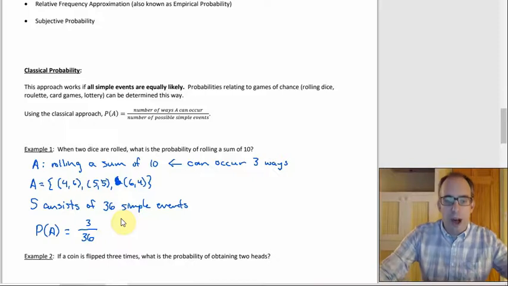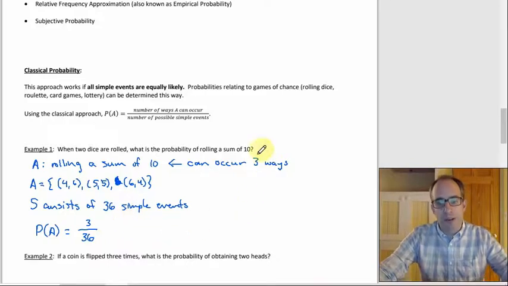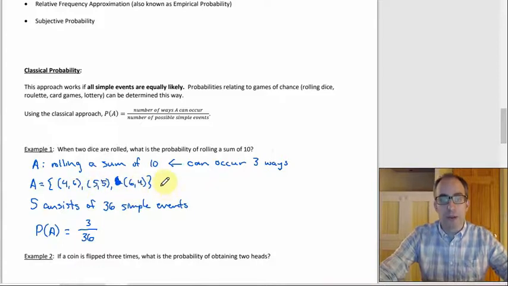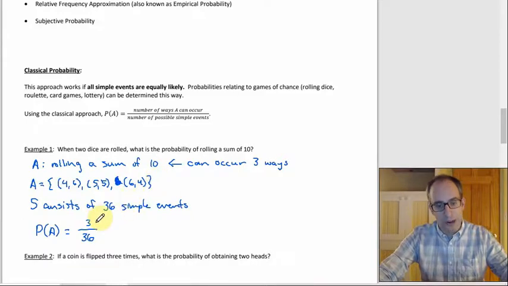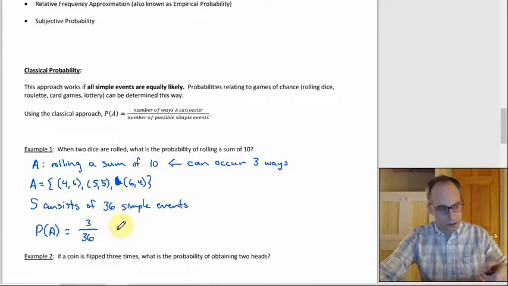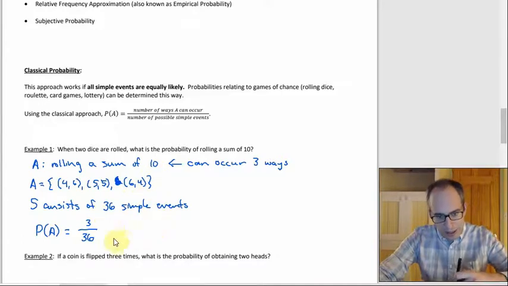And then, well, out of those 36, how many of them are going to give you a 10? 3, right? The 4, 6, the 5, 5, and the 6, 4. So there are 3 different ways that event A can happen. So that's how you get the 3 in the numerator out of 36 total simple events. And this fraction actually reduces, because this would be 1/12. Or as a decimal, if you'd prefer it that way, 0.083.